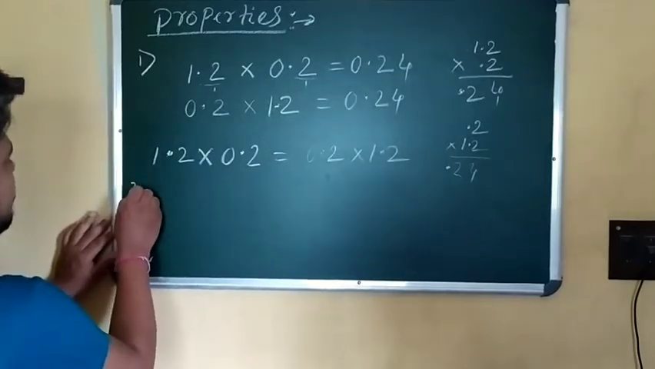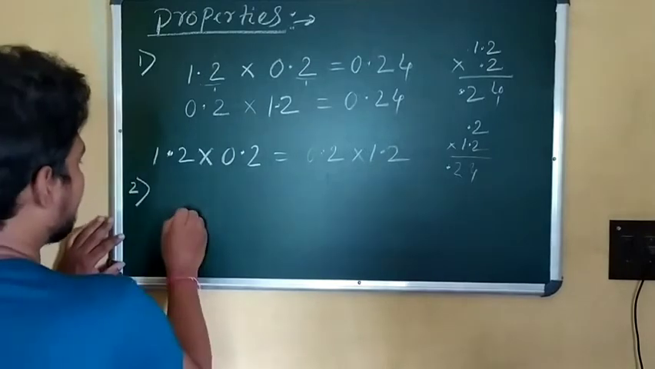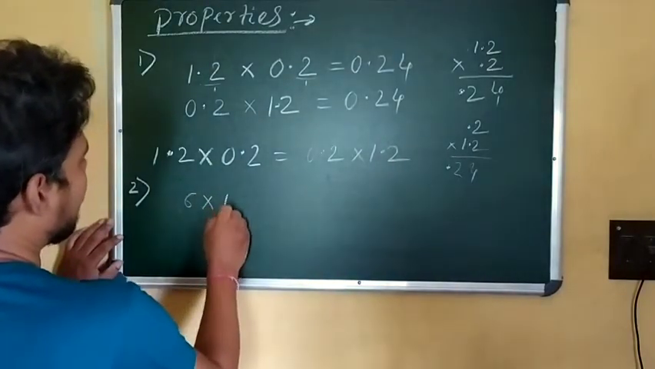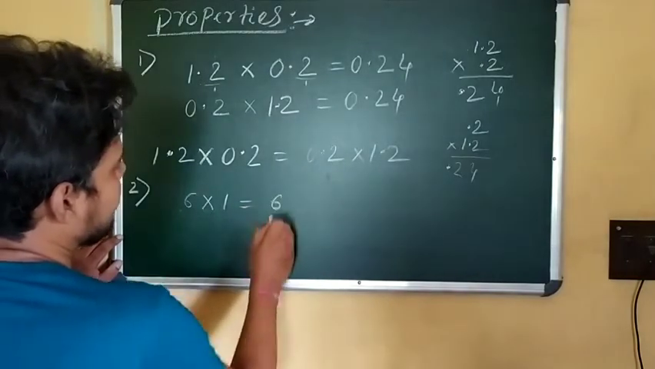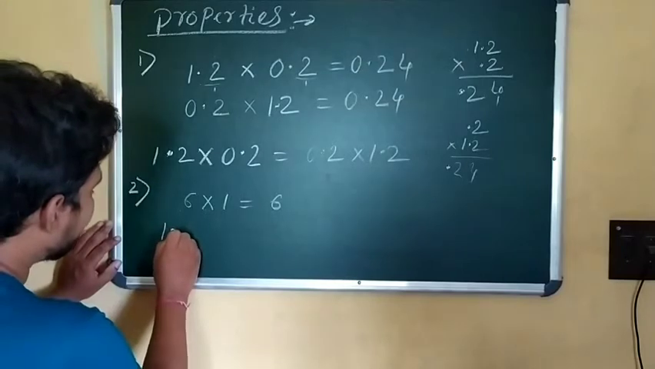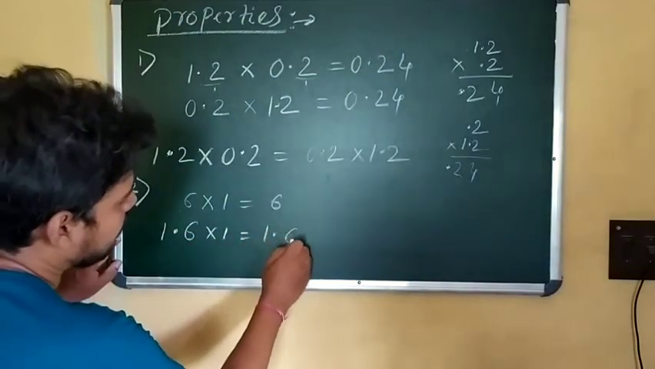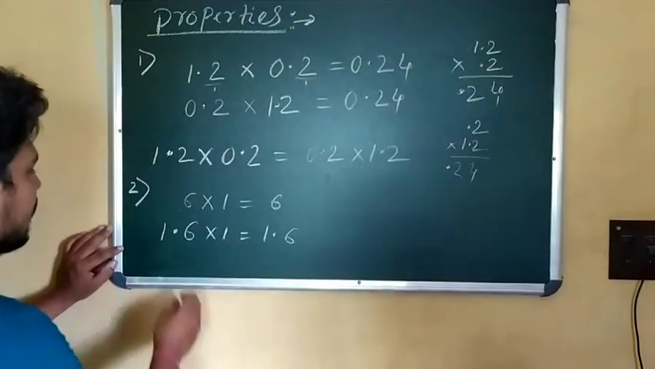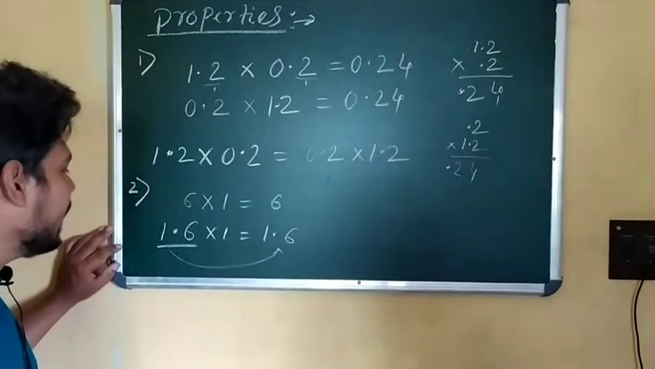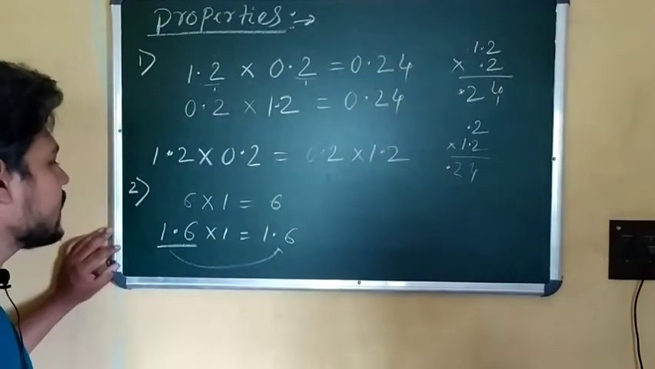Now you come to the second property. You have already learned that in case of whole numbers, 6 into 1, we get 6 itself, the number itself. So here also if you multiply 1 with any decimal number, we will get the same number. Okay. So that is our second property.